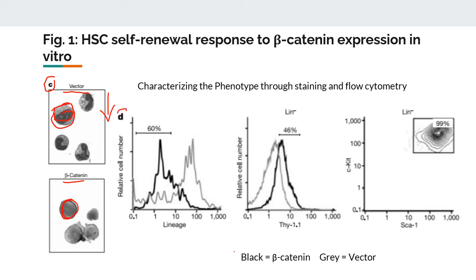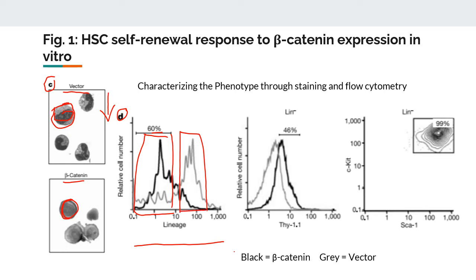And here in figure D, we are comparing the lineage markers after they went through flow cytometry. So we have this black line and gray line in this first diagram, and the black line is indicating the beta-catenin, whereas the gray is indicating the vector control. And HSCs are more likely to be lineage negative, and as you can see, this beta-catenin is much more negatively inclined than the vector control here.